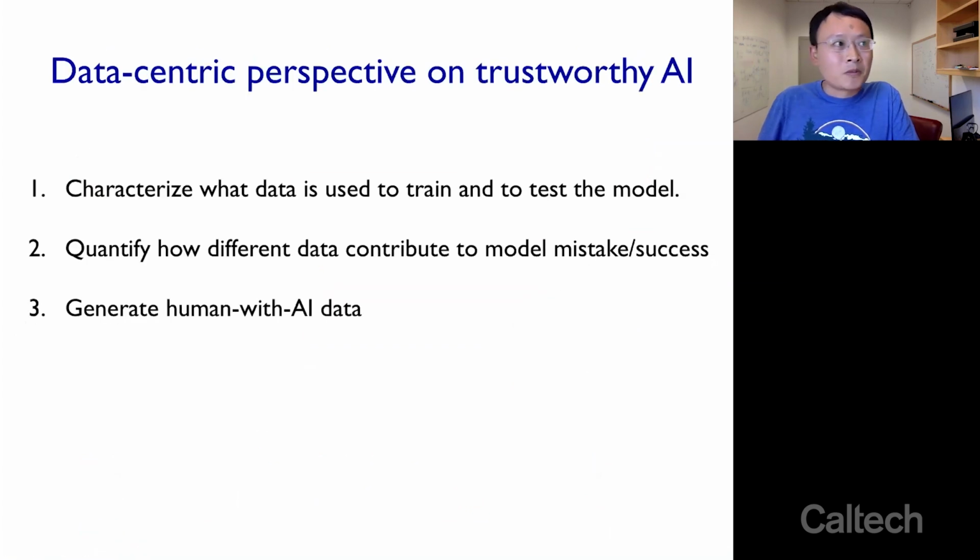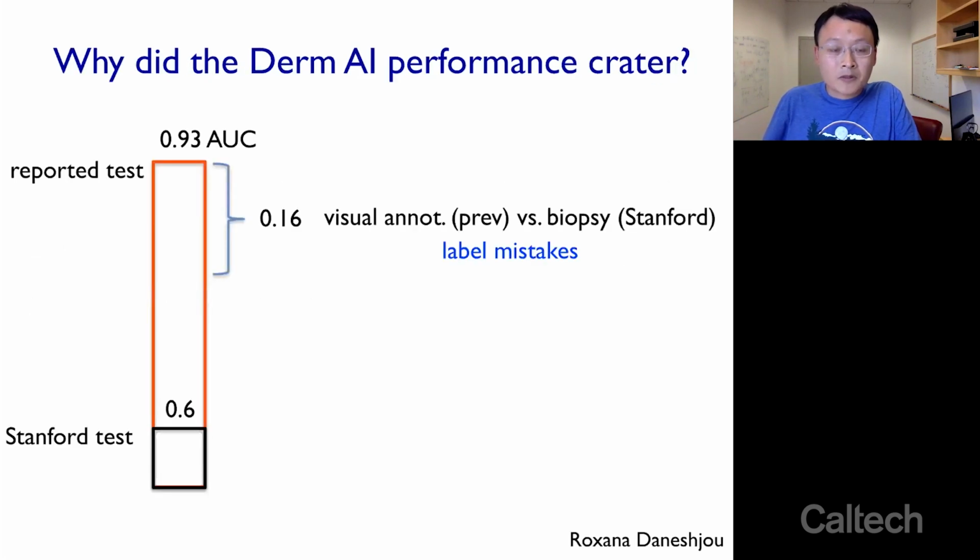Okay, so hopefully that gives people a flavor of these three different steps of the data-centric perspective on AI. Now I want to just conclude by going back to our motivating mystery, this motivating example of what actually happened with this particular dermatology AI algorithm. Right, so if you recall, the reported performance was over 0.9. When we tested on our Stanford images, it dropped to 0.6. So now, using the various tools that I mentioned here, right?